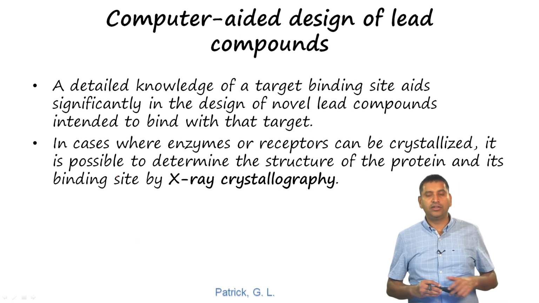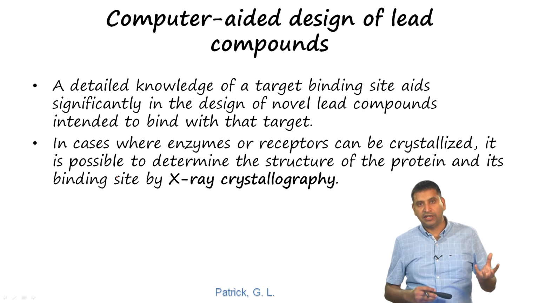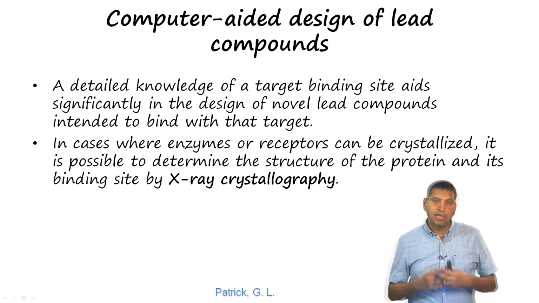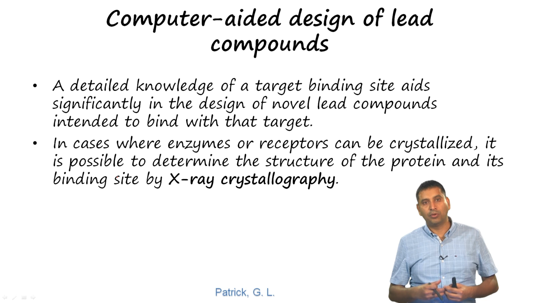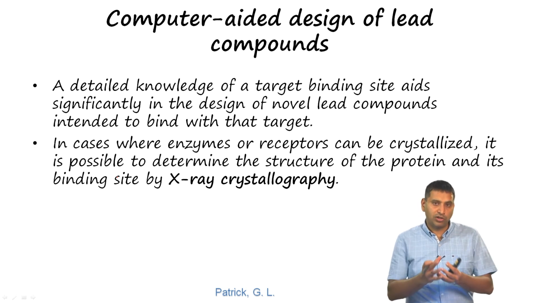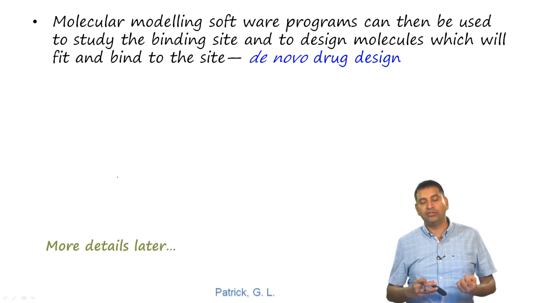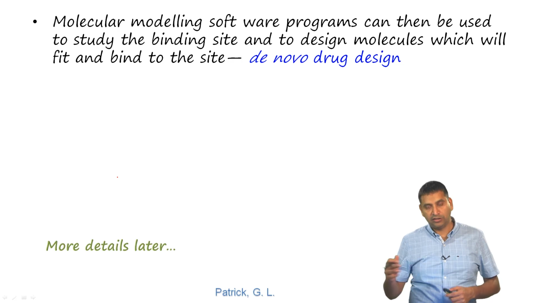The next way in which we can design lead compounds is to use computers. A detailed knowledge of the target binding site will help in the design of new lead compounds. Many times we are able to crystallize the protein in the presence of the substrate or the natural ligand. Once we have the structure of the protein, we might be able to understand the major binding interactions between the ligand and the protein. Then we use software programs to study the binding site, and this can help us in de novo design, wherein we can design a new molecule which will fit the site. Again, we will look at this in more detail in the subsequent lectures.